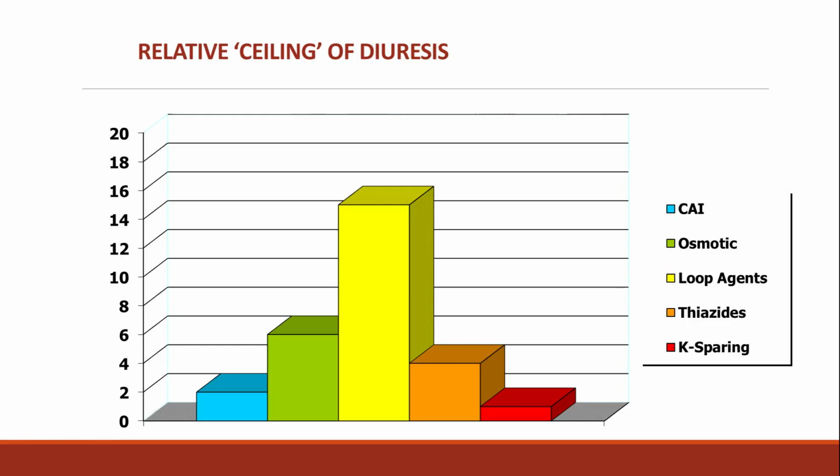Thiazides have a moderate ceiling effect, making them useful for chronic therapy rather than emergencies. Potassium-sparing diuretics have a very low ceiling and cannot achieve substantial diuresis. The ceiling effect depends on the transporter capacity at the nephron segment where the drug acts. Once all available transporters are blocked, additional drug doses do not increase sodium excretion. This concept explains why switching to a loop diuretic is necessary when thiazides fail in resistant edema.